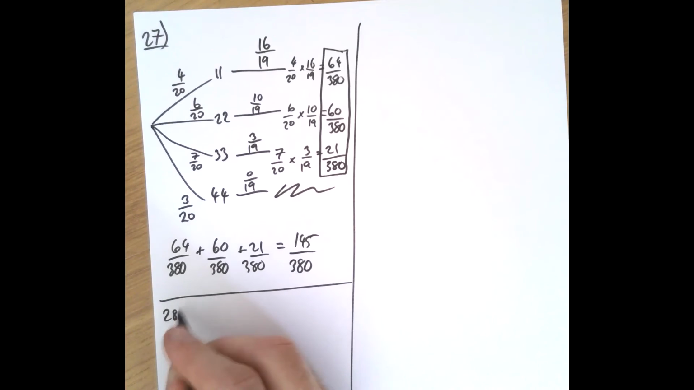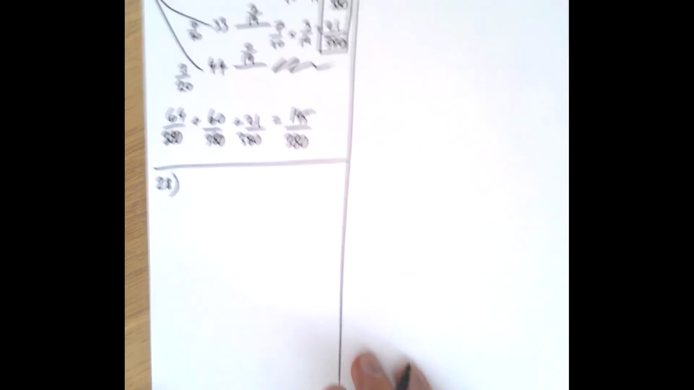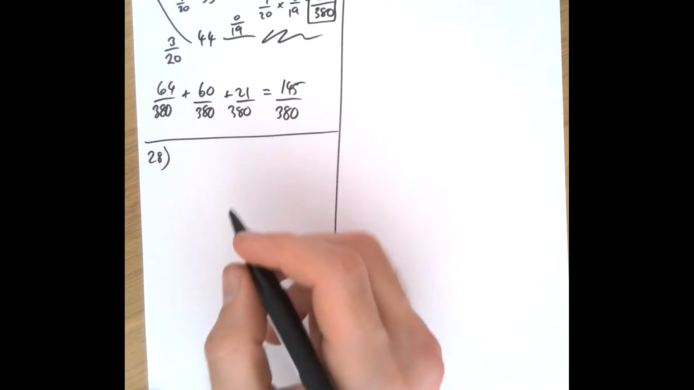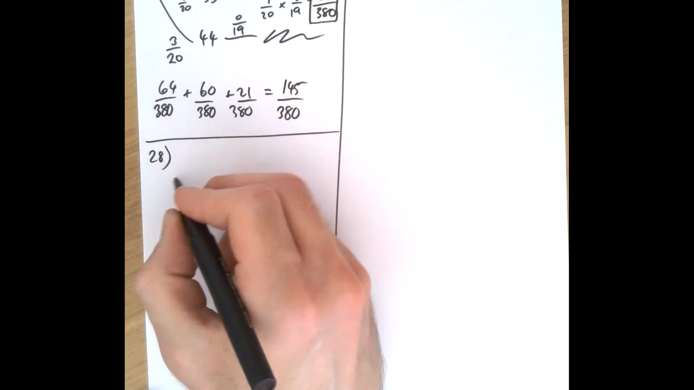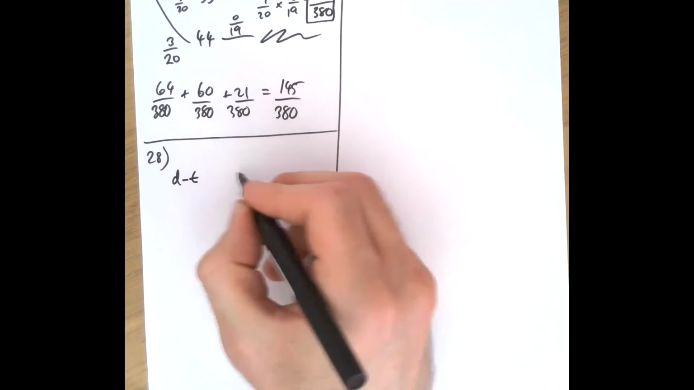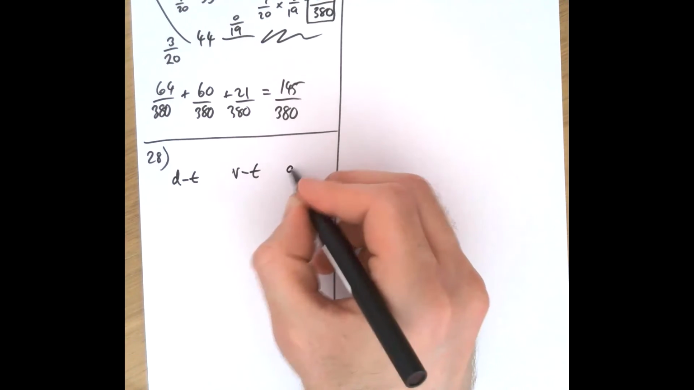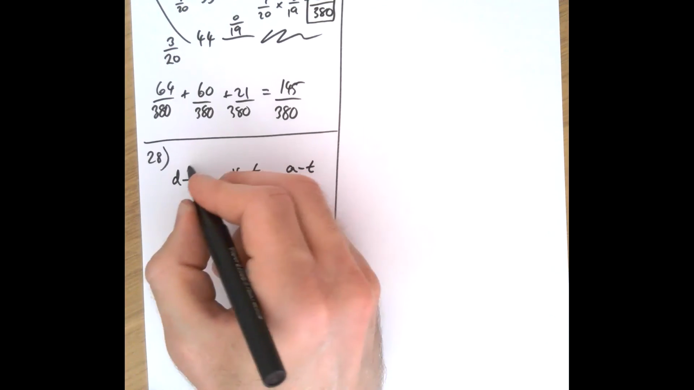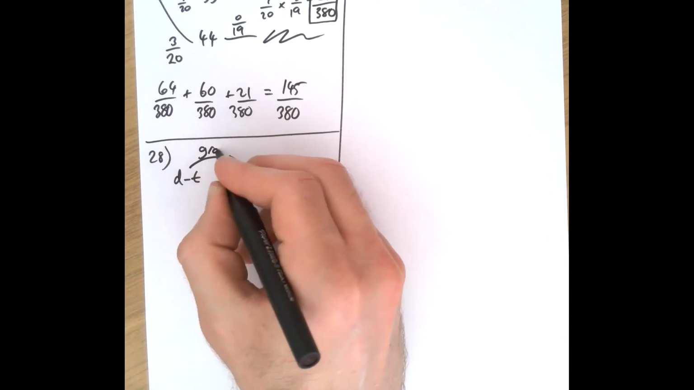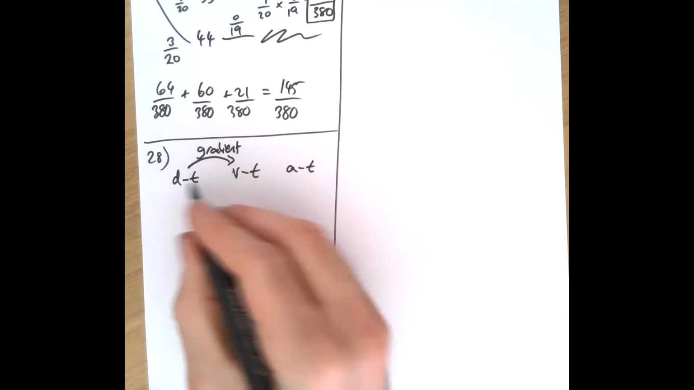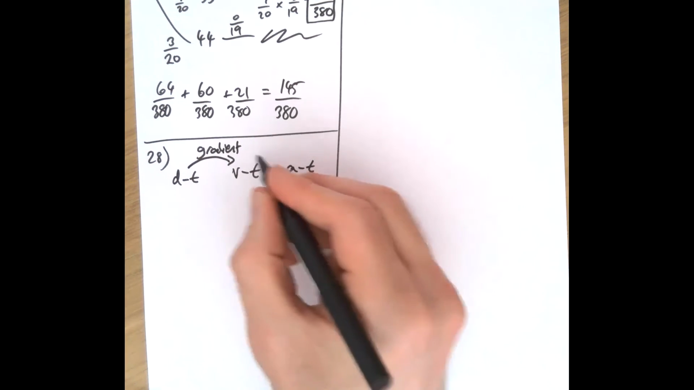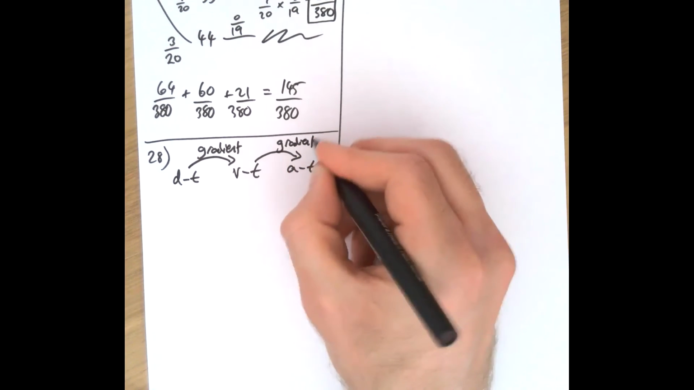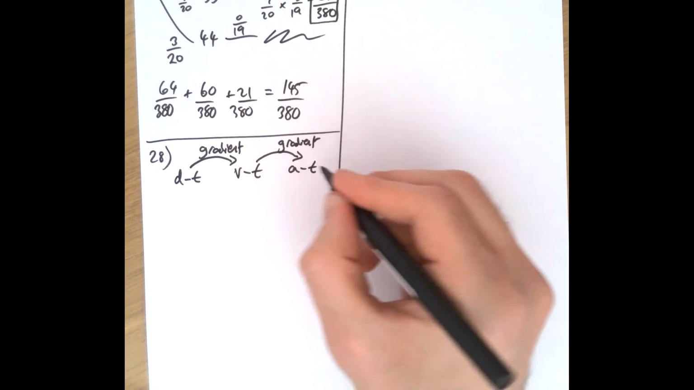So 28. We've got a speed time graph. Now, I think I've gone through this in a previous video, but basically, say you've got a distance time graph, then a velocity time graph, then an acceleration time graph. They're called kinematic graphs. If we work out the gradient of a distance time graph, we get the velocity. And if we work out the gradient of the velocity time graph, we get the acceleration.